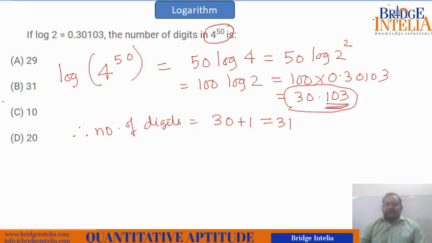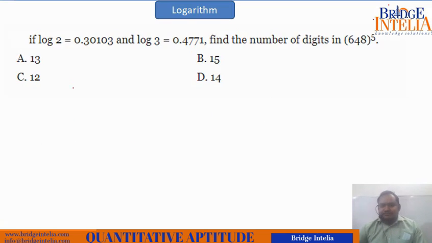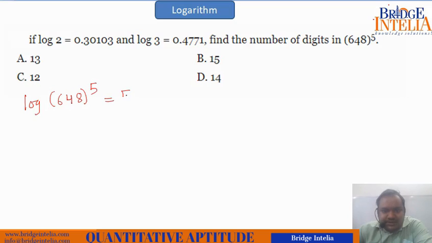Let's take another example. Log 2 is given to us, log 3 is also given to us, and we have to find the number of digits in 648 to the power 5. So let's see. First we have to take the log of 648 to the power 5. This is actually equal to 5 times log 648.